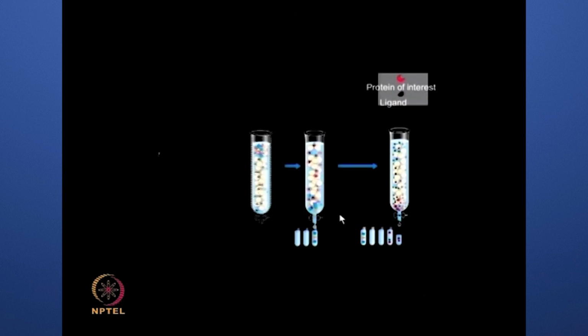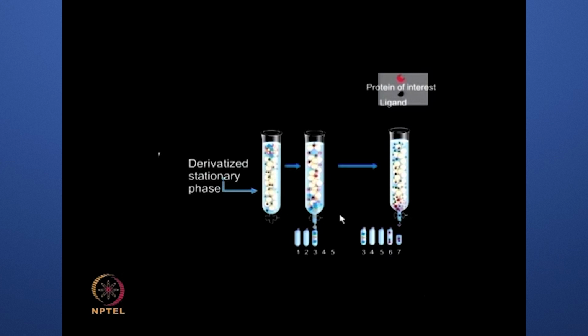Let me give you a definition of a few components. The derivatized stationary phase: the stationary phase resin in affinity chromatography consists of a covalently bound ligand that will specifically bind the protein of interest by interacting with it. The protein mixture: it is an unpurified protein mixture which consists of proteins having different properties and interaction specificity for the ligand bound to the column matrix.